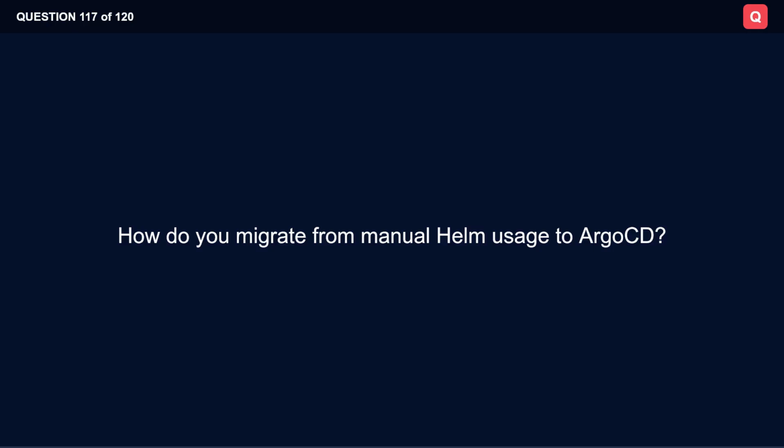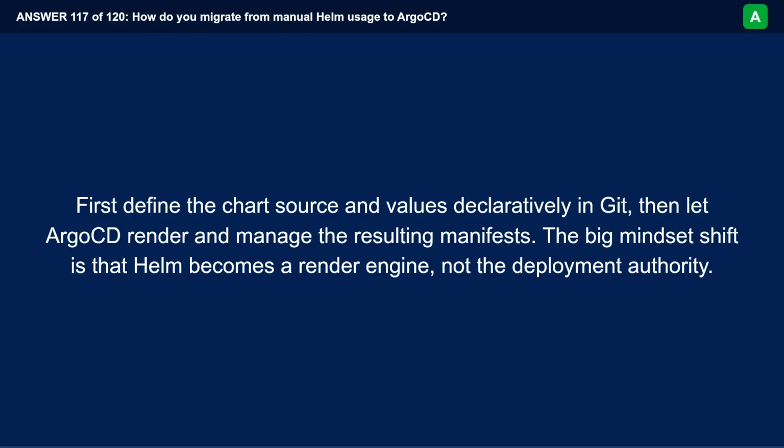How do you migrate from manual Helm usage to ArgoCD? First, define the chart source and values declaratively in Git, then let ArgoCD render and manage the resulting manifests. The big mindset shift is that Helm becomes a render engine, not the deployment authority.